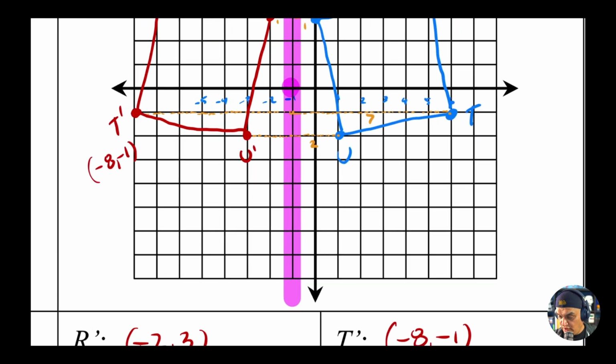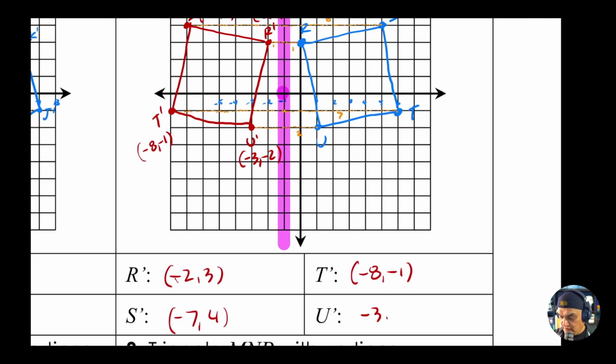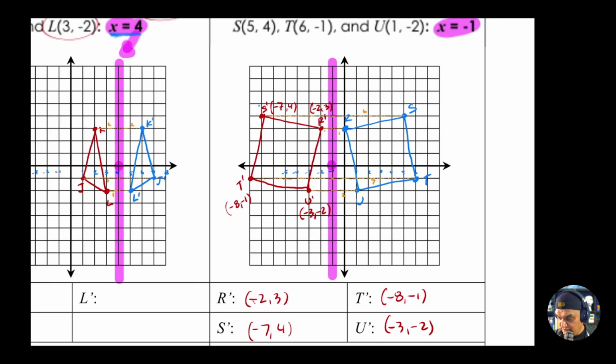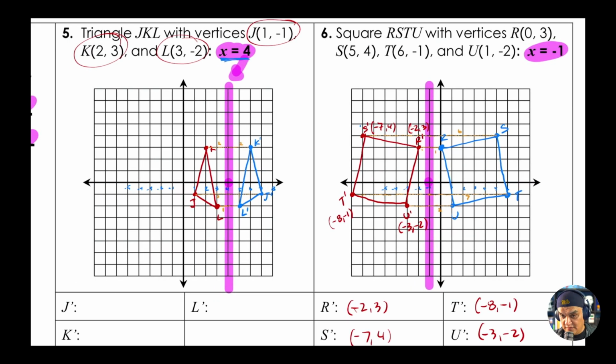And then U prime. The letter U prime. Go backwards 1, 2, 3, and then down 1, 2. So backwards 3, down 2, negative 3, negative 2. And there you go. I'll give you a couple minutes to copy that, and let me know if you have any questions.